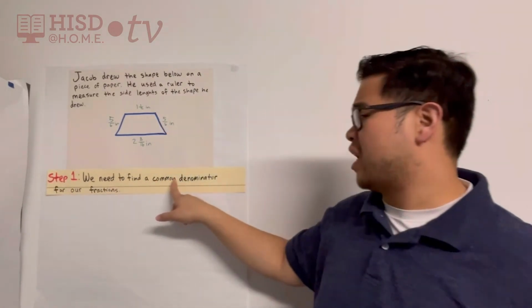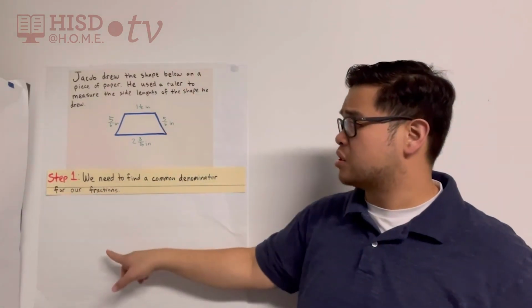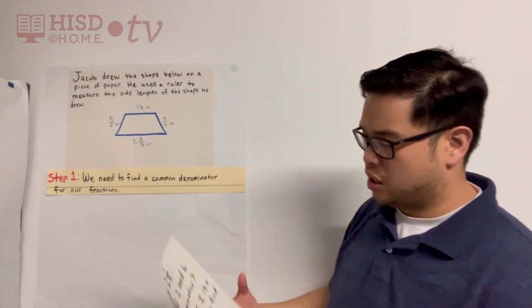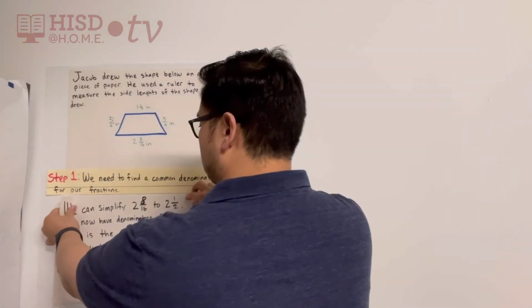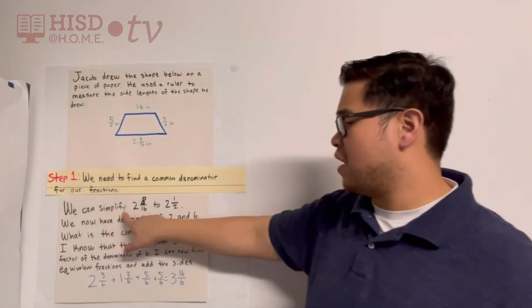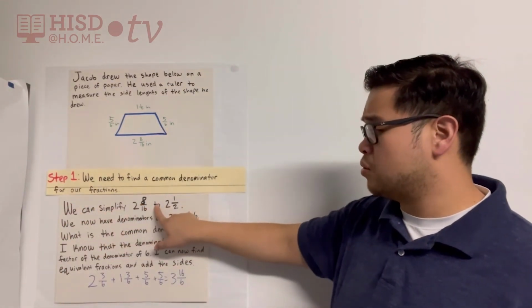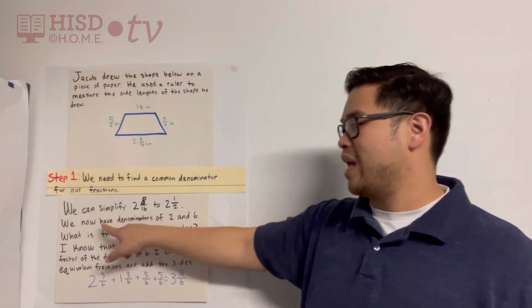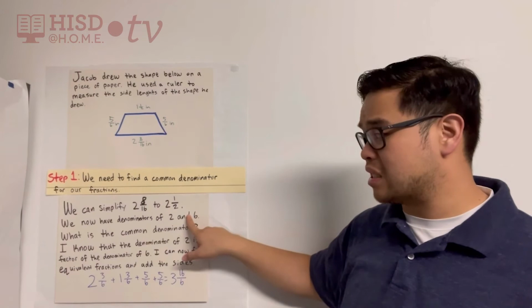We need to find a common denominator for our fractions. So we need to find a common denominator for these fractions right here. In order to do that, we can simplify 2 and 8/16 to 2 and 1/2. We now have denominators of 2 and 6.